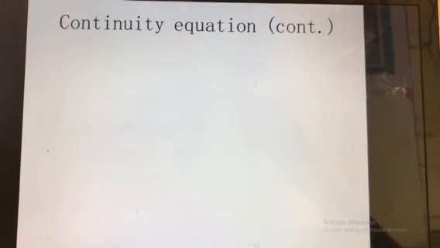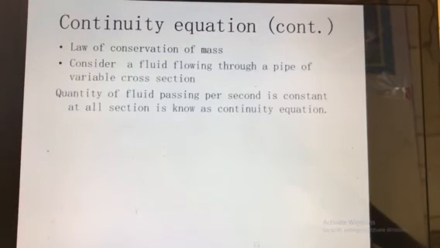Now the next one is the continuity equation. We will see the one-dimensional continuity equation. The one-dimensional continuity equation is based on the principle of conservation of mass, and it is called the continuity equation. The equation which is based on the conservation of mass is what we call the continuity equation.